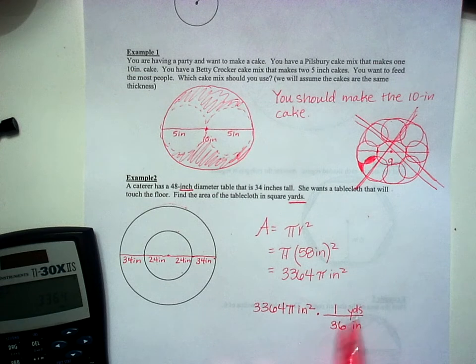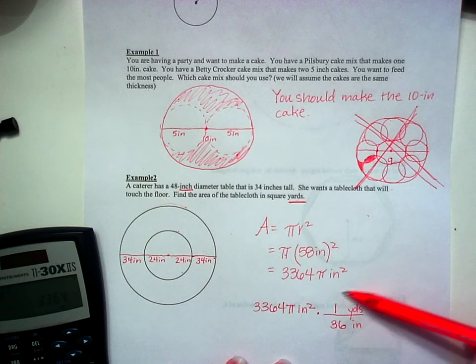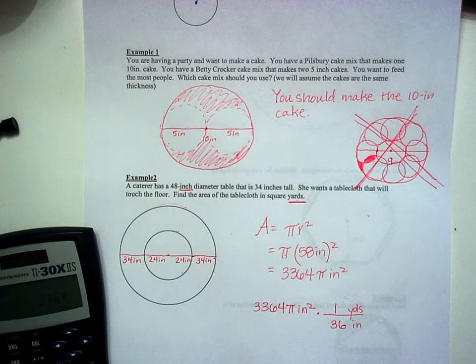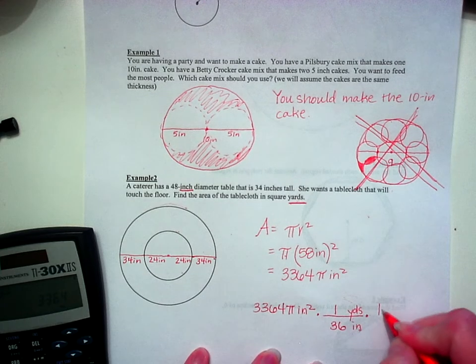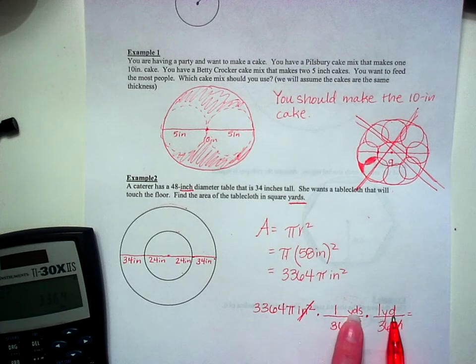Whenever I put something on top of itself, this fraction is equal to 1. Okay, so it is not changing the value of this number. It is just changing the appearance, because I am simply multiplying by 1. Okay? Now, I have to do that twice because this inch will only cancel with one of these inches. Okay, so I have to do this again. Okay, inches squared will cancel with inches squared. Okay, so my unit now is yards squared.